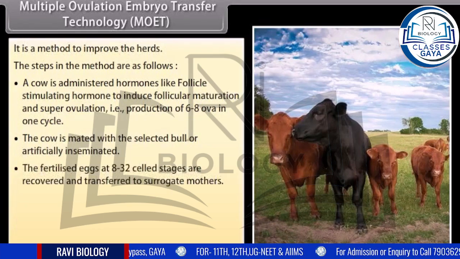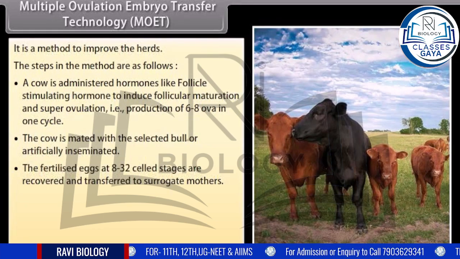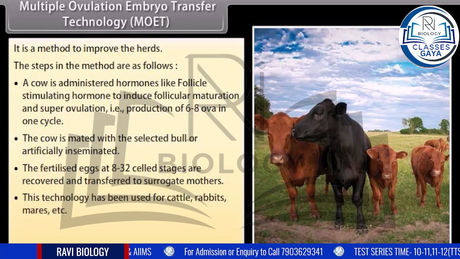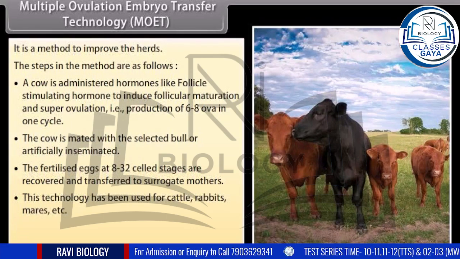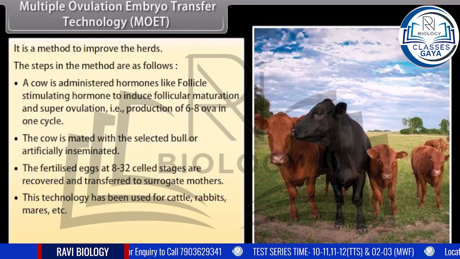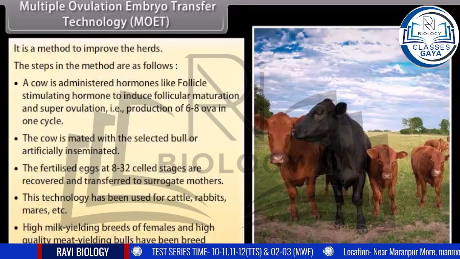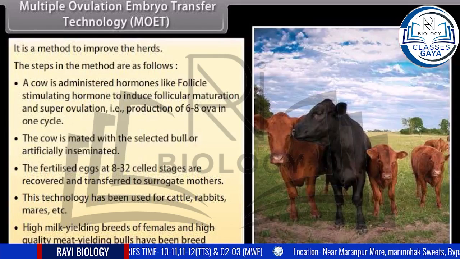The fertilized eggs at 8 to 32 cell stages are recovered and transferred to surrogate mothers. This technology has been used for cattle, rabbits, mares, etc. High milk-yielding breeds of females and high-quality meat-yielding bulls have been bred successfully to increase the herd size in short term.